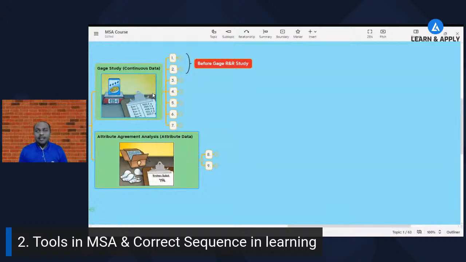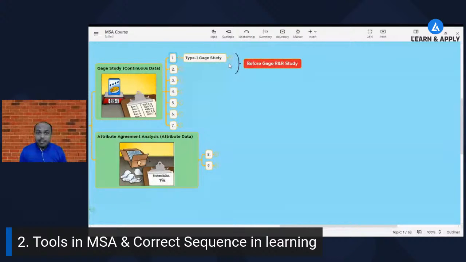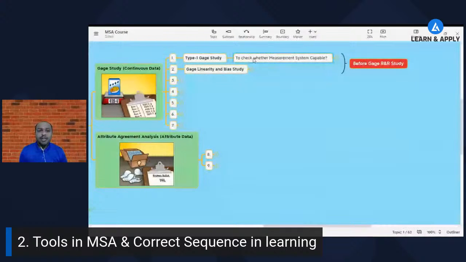As we saw while performing the measurement system analysis, the gauge R&R study is one of the most important tools that we use. But even before starting this gauge R&R study, there are 2 important tools that we need to use. The first one is the type 1 gauge study, and the second one is the linearity and bias study, also called the gauge linearity and bias study. Now, this type 1 gauge study is used to check whether your measurement system is capable or not.